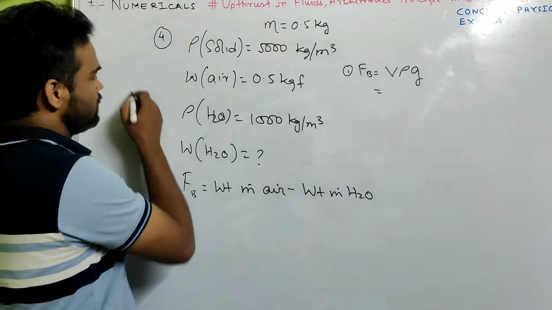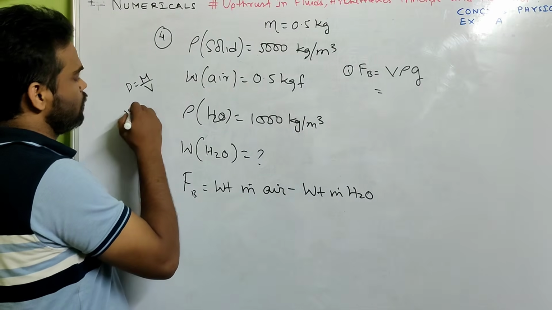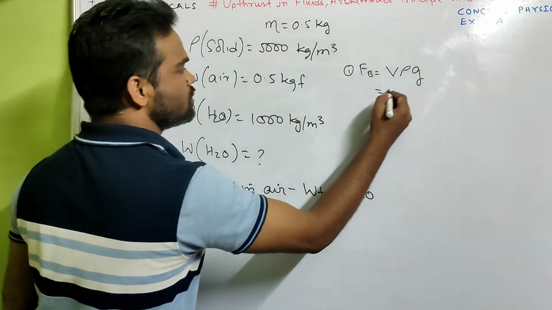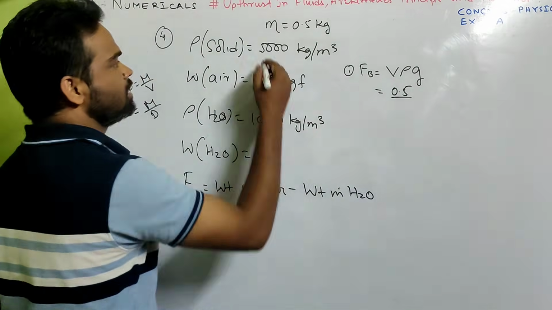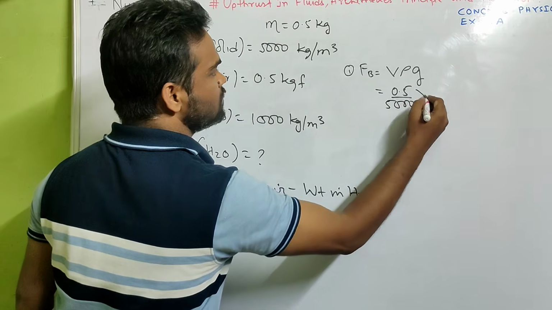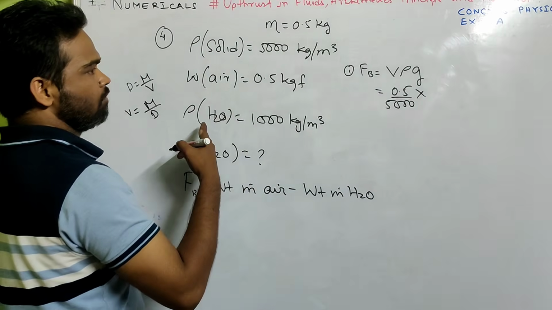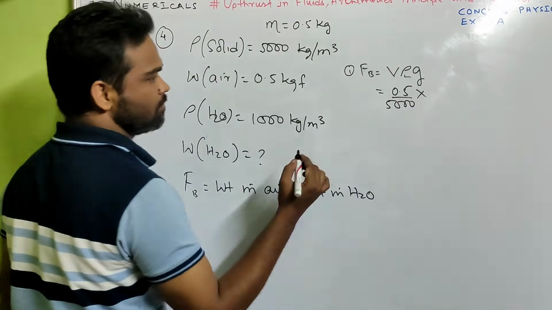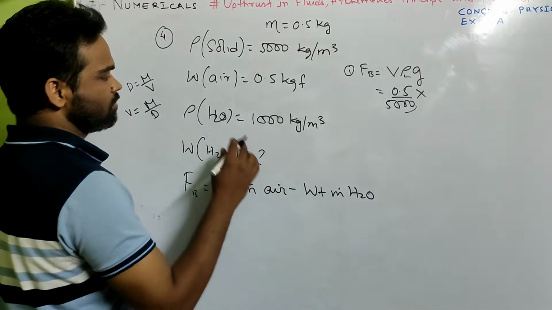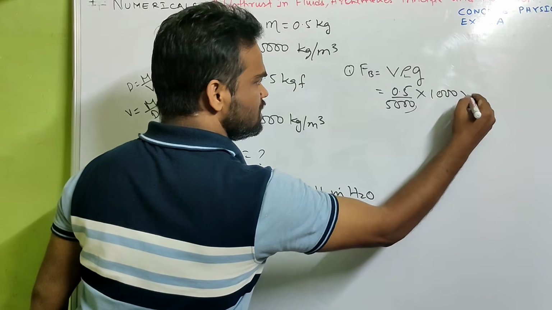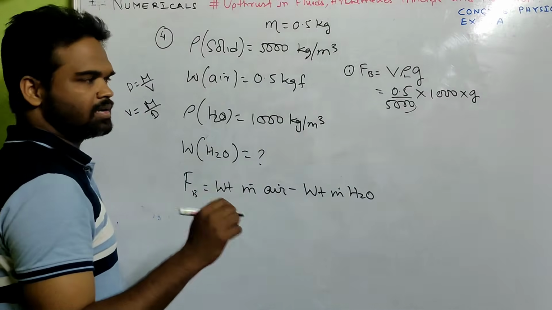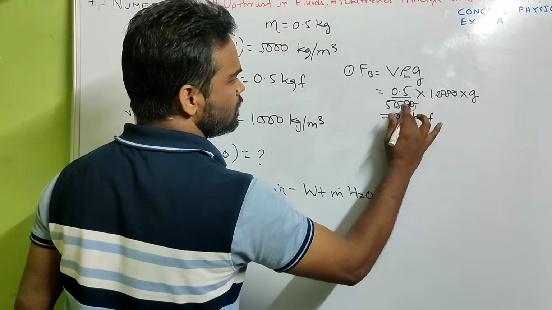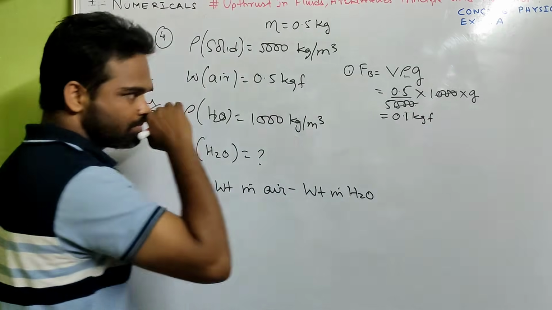Density is mass by volume. So volume is mass by density. So volume is mass, mass is 0.5, divided by density 5000. Rho is the density of the liquid. Remember, this was the density of the solid. Density of the liquid is 1000. g, I'll keep it like g because I'll get it in kgf. So that's 0.1 kgf. Now that's the upthrust.